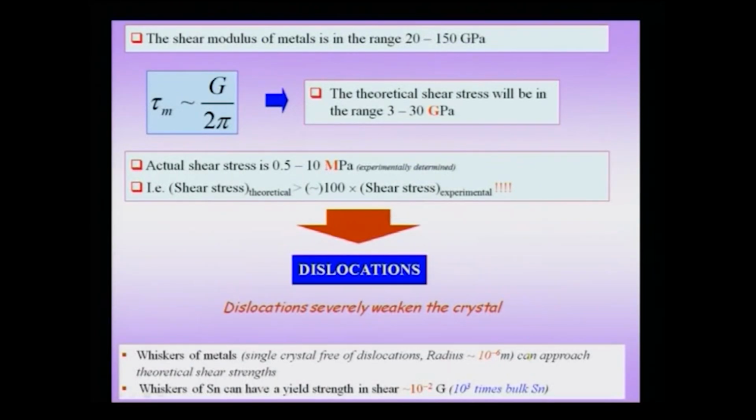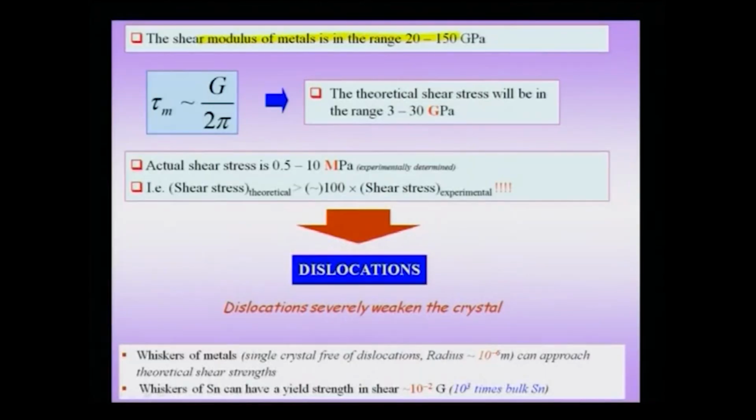Now, just to reiterate some of the important things we pointed out in the previous slide, the shear modulus of crystals is in the range of about 20 to 150 GPa, and if you consider complete shearing of one part of the crystal with respect to the other, the maximum shear required comes out to the order of about G by 2 pi, which means about 3 to 30 GPa, and the actual yield stress in shear is of the order of 10 MPa. This implies the crystal is actually much weaker compared to the theoretical shearing mechanism which was proposed originally for shearing of the crystal.